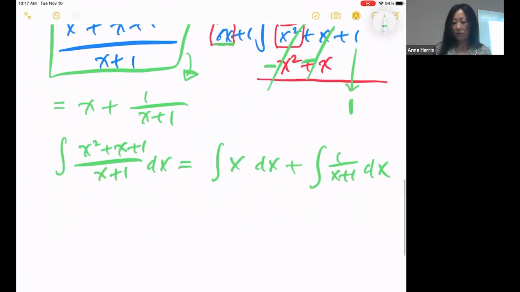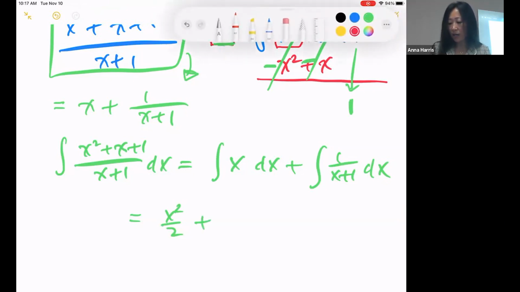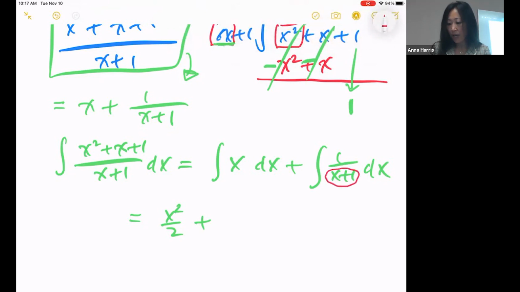Right, the first part is of course easy. That just becomes x squared divided by 2. The second part is also easy in this case because you're gonna put that to be u, and your du is 1 times dx. So you have that. So that'll be the same as du over u. So you're done.